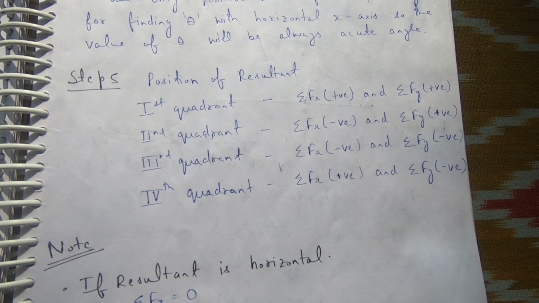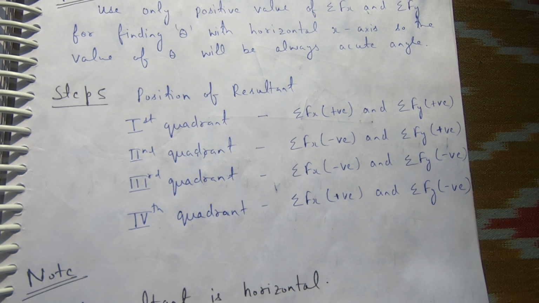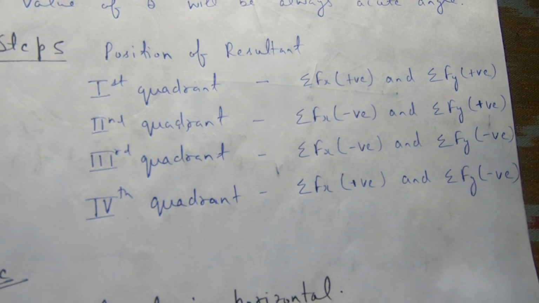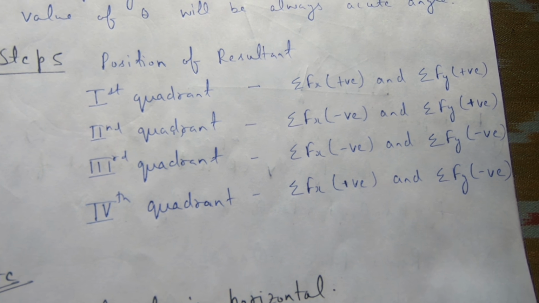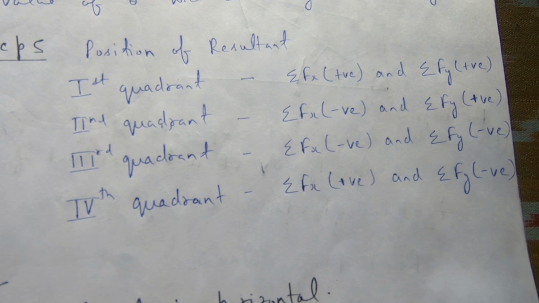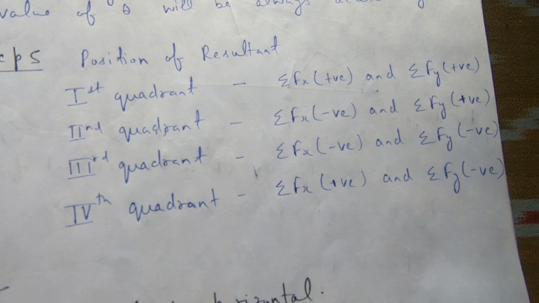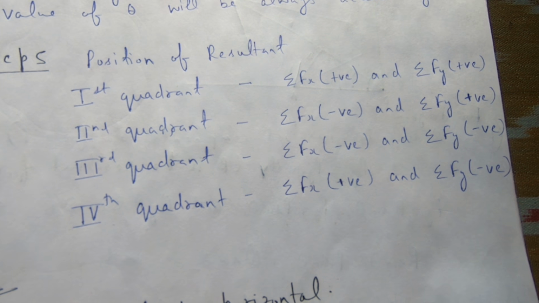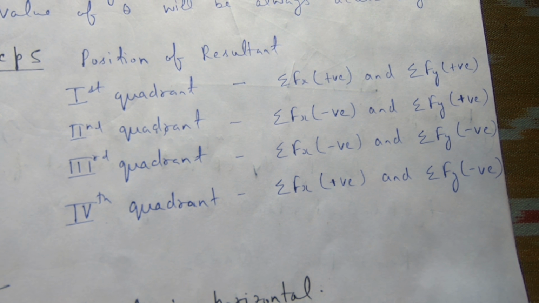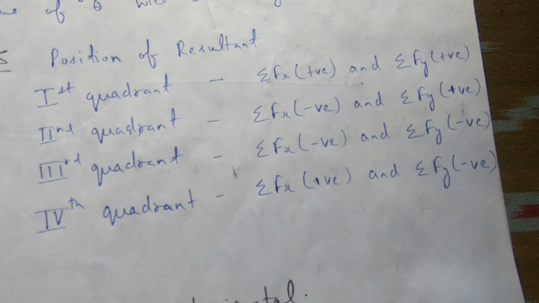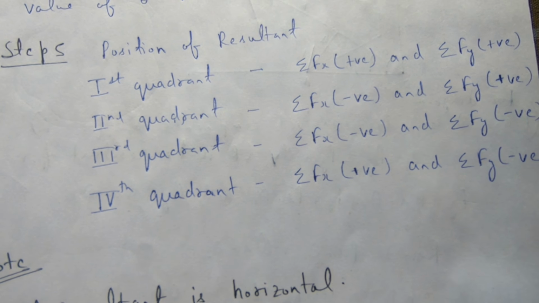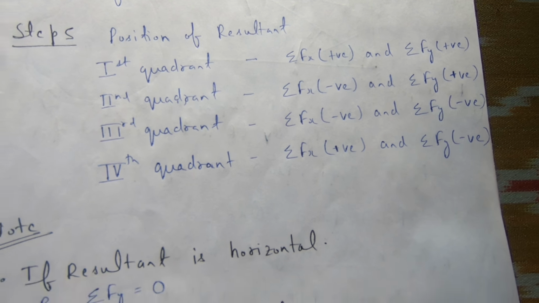Step 5: position of resultant. First quadrant: summation of forces in x positive and summation of forces in y positive. Second quadrant: summation of forces in x negative and summation of forces in y positive. Third quadrant: summation of forces in x negative and summation of forces in y negative. Fourth quadrant: summation of forces in x positive and summation of forces in y negative.